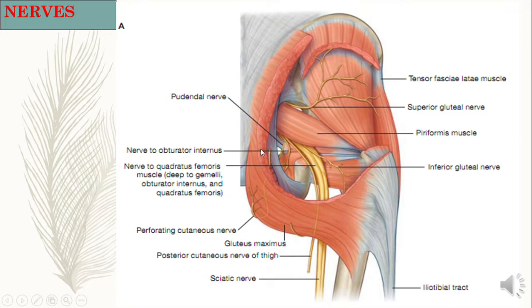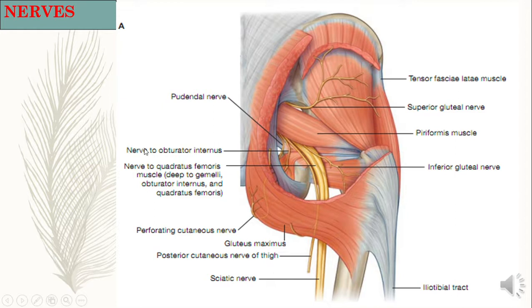Now, nerve to obturator internus and nerve to quadratus femoris are also step up and step down. Nerve to quadratus femoris is L4, L5, S1, while nerve to obturator internus is L5, S1, S2, and they arise from the anterior divisions of anterior primary rami of these nerves.